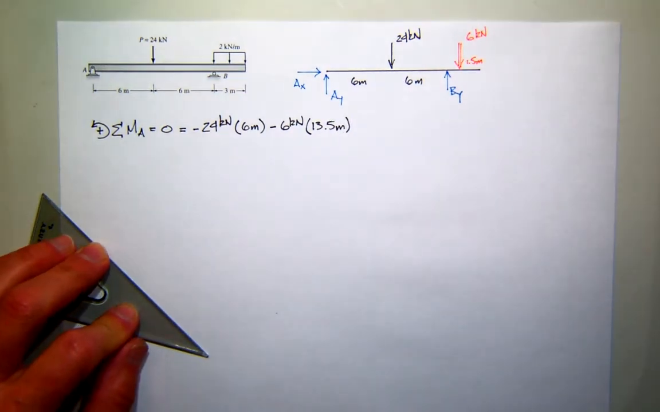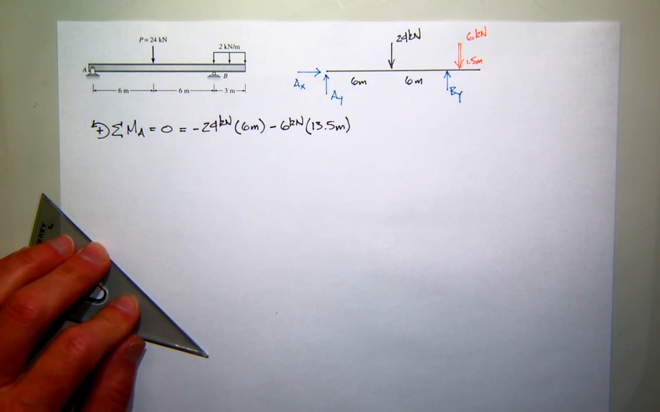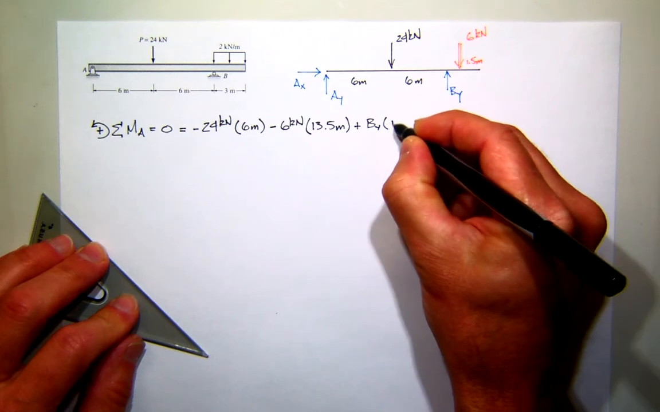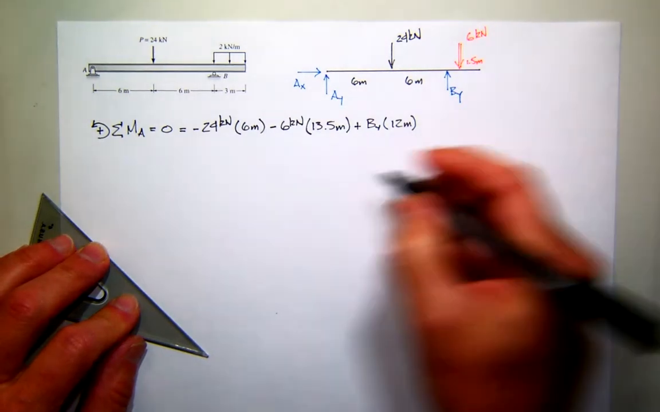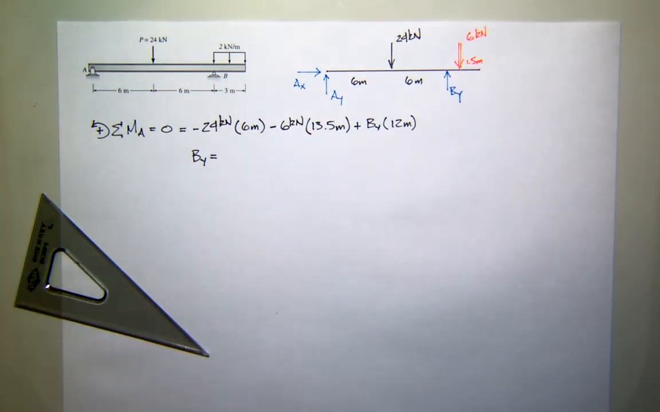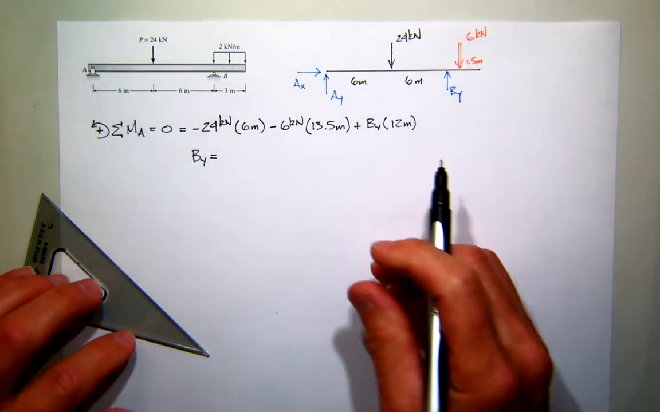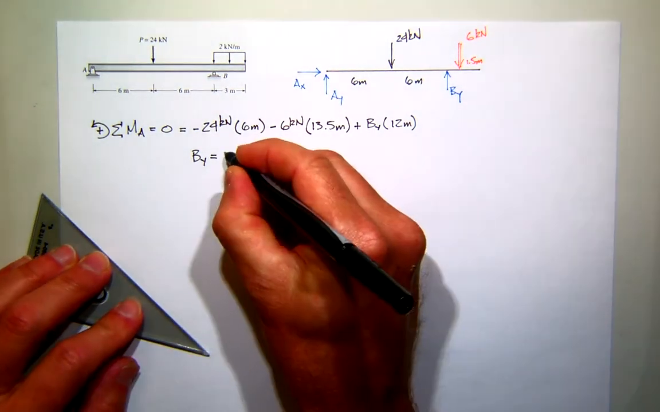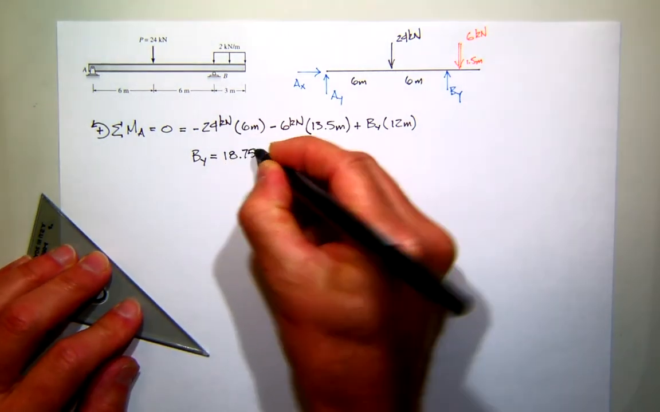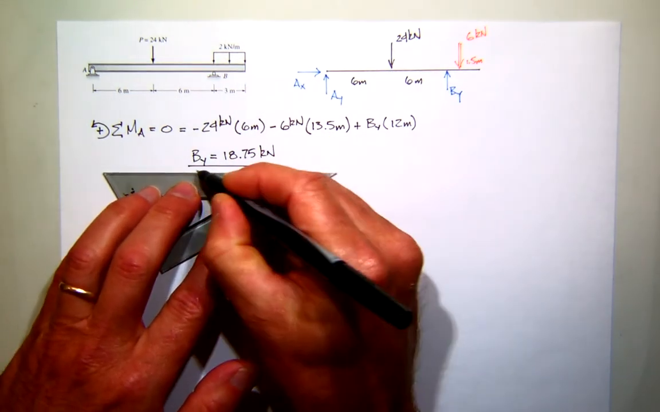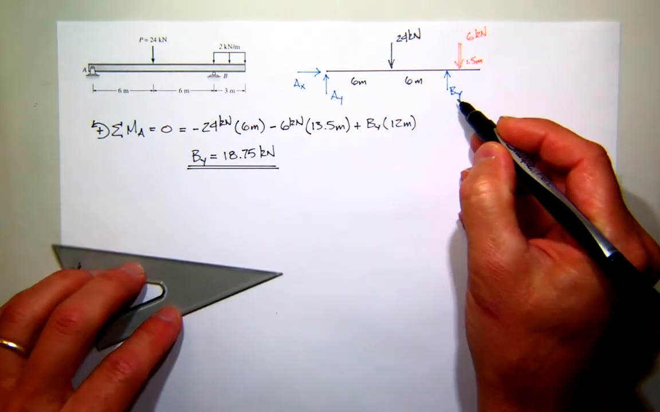What else have I not considered? BY going to create positive or negative moment? Positive. And what's its moment arm? 12. So all I have to do now is solve for BY. I'm going to let you guys tell me what that is. I don't know what it is. 18.75. Does anybody else get 18.75? Yes, sir. Going once? Going twice? Oh, we got 3. Okay, great. 18.75. And it came out positive, right? So that means what? That means my assumption for the direction of BY is correct.